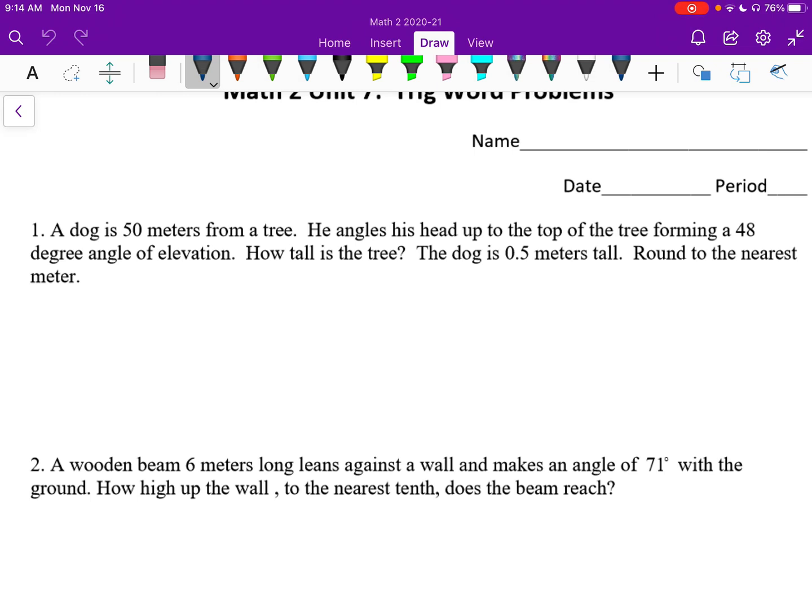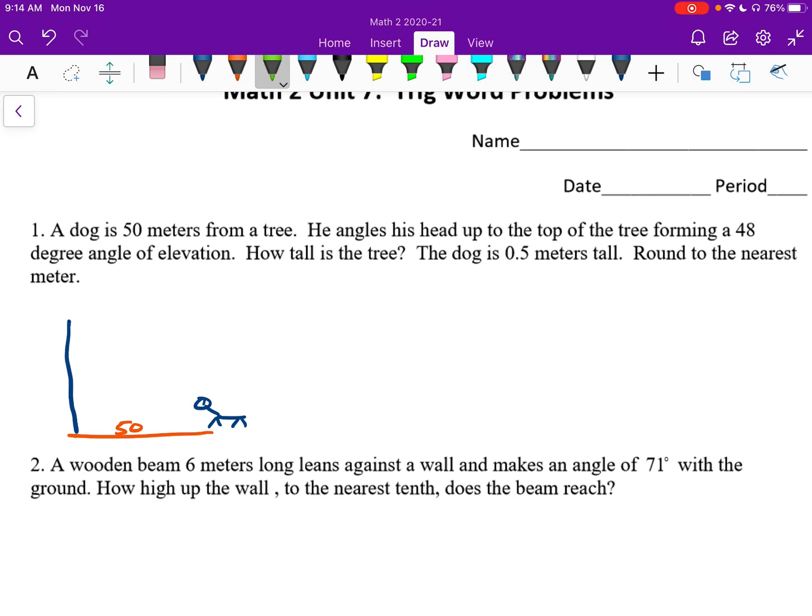So we have over here a tree. I'm just going to call it, there's my tree. And then I have my little dog. And we'll call that the dog. That looks kind of weird, but that's the dog. He is, how far away is he? 50 meters away. He angles his head up to the top of the tree, forming a 48-degree angle of elevation.